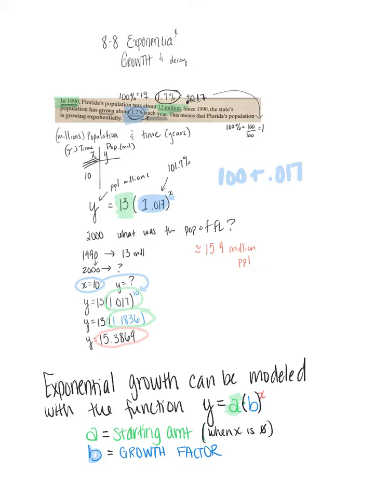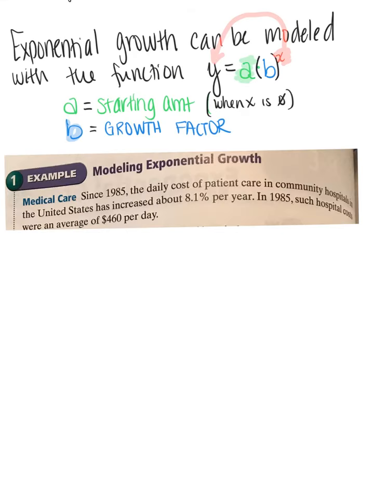And my exponent in most situations, my exponent right here, is equivalent to the time, the difference from 1990 to 2000. In other words, it is your independent variable. It's what affects your y. What changes your y value? That's your x. All right, let's look at this situation right here.